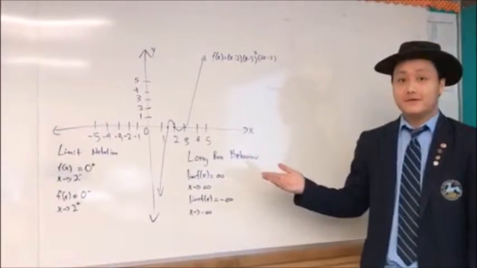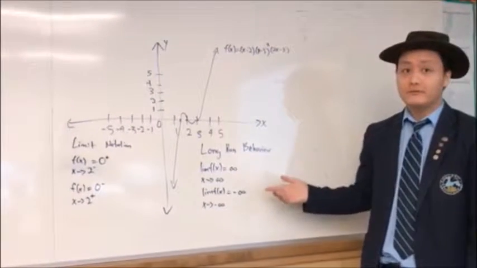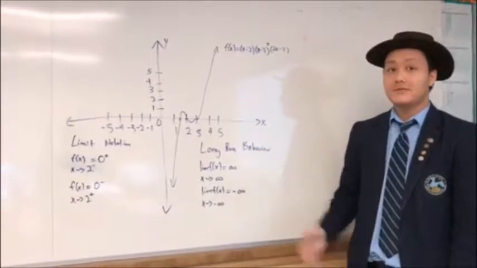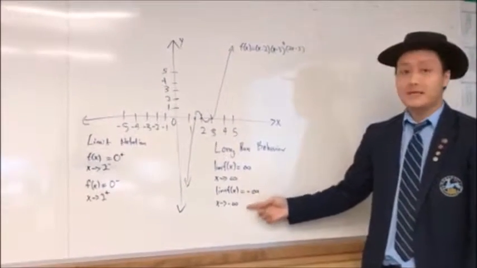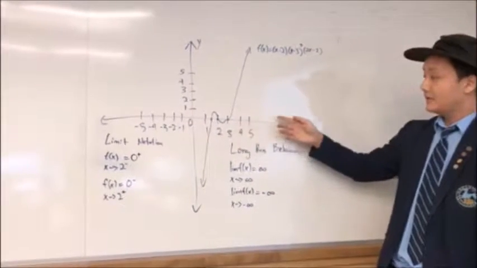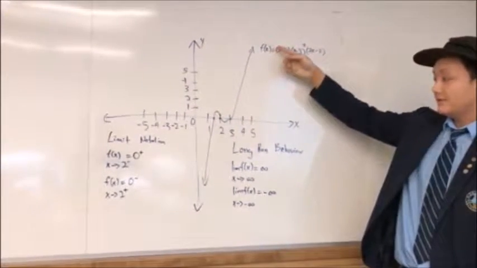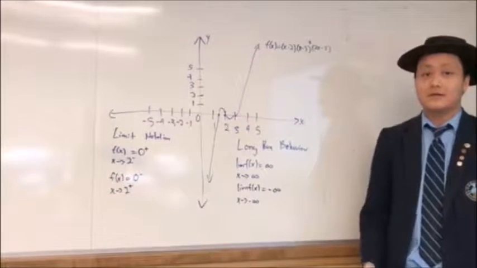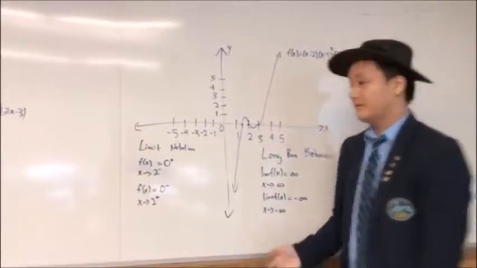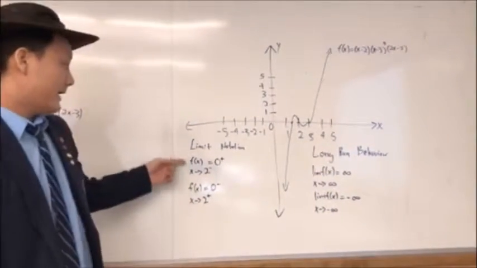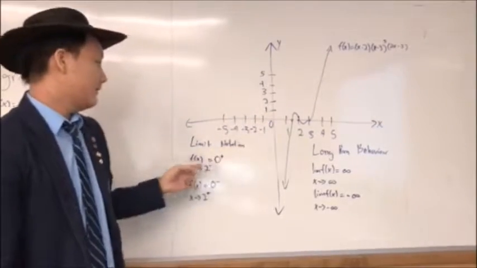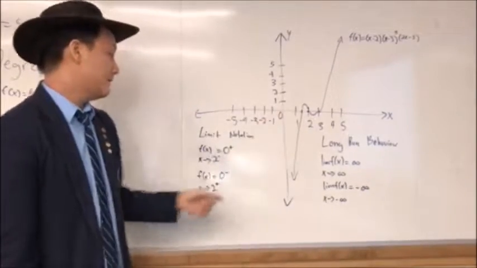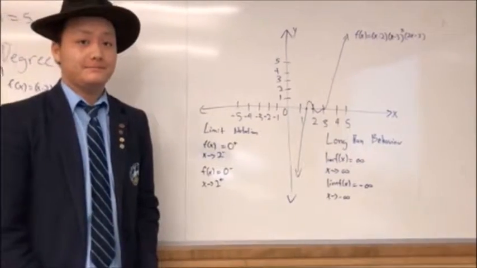Alright, analyzing our quintic function here, we can look further and try to analyze our long-run behavior as well as limit notation. First of all, long-run behavior essentially means where the function is heading as x goes to infinity as well as negative infinity. As x goes to infinity, f of x is going to positive infinity, and as x goes to negative infinity, f of x is going to negative infinity as well. Now looking at our limit notation, as x approaches 2 from the left, f of x is 0 from the positive, and as x approaches 2 from the right, f of x is 0 from the negative.